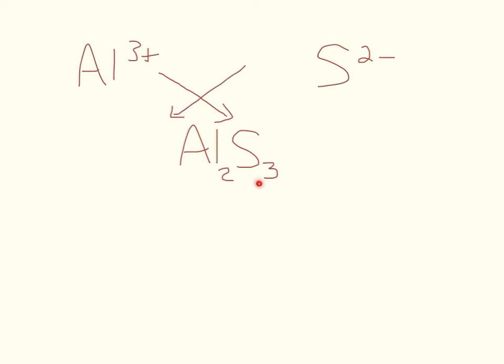So that means I have 3 sulfurs. What's the total negative charge if I have 3 sulfurs? 6. -6. If I have 2 aluminum, what's the total positive charge? 6, and now it's neutral. This is called the crisscross method. It'll always work. Only subscripts at the bottom, though. So there is my completed formula, ionic formula.